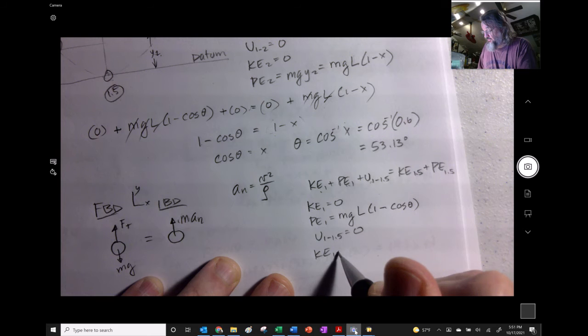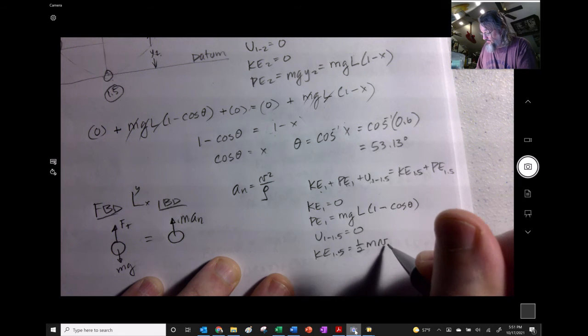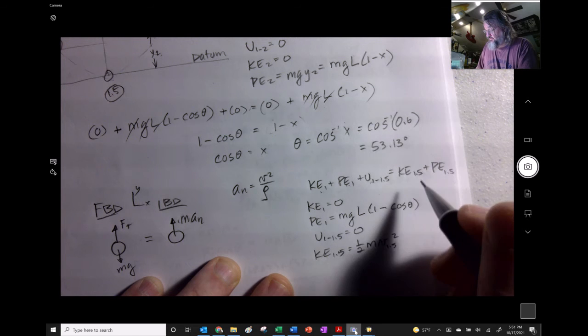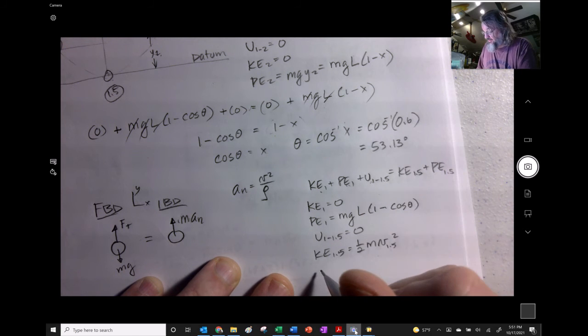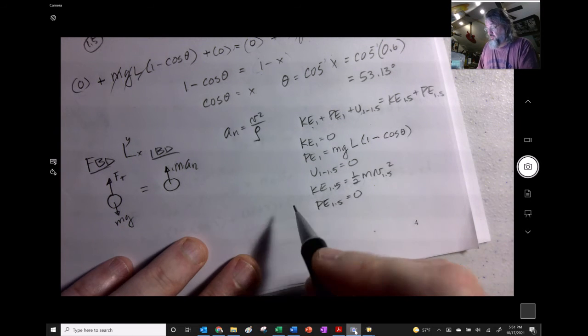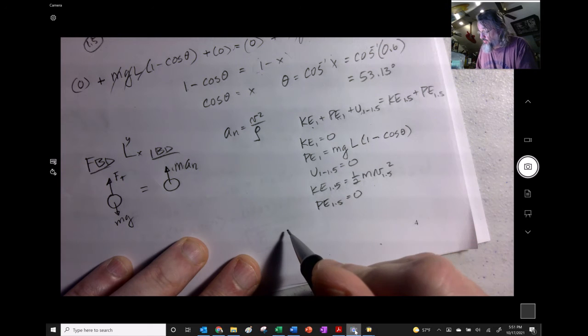KE 1.5 is equal to 1/2 M V 1.5 squared. It's the thing I want to try to get here soon. I should have found out the value of that. I'll do it anyway. And then PE 1.5 is equal to 0. All right. So I didn't manage my page very well right here, but I'll keep going with this.